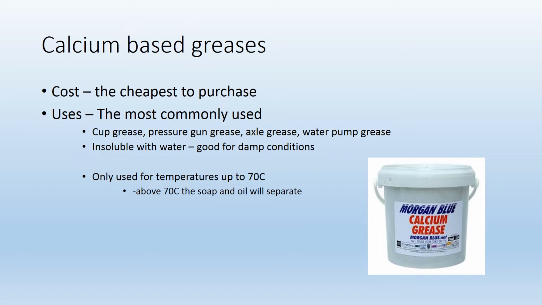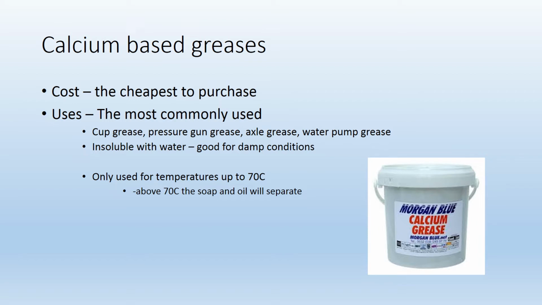Calcium-based greases. They are the most commonly used greases, and they're also the cheapest to purchase. The calcium-based greases can be used in a variety of applications. They're used in grease guns, for cup grease, axle grease, water pumps.